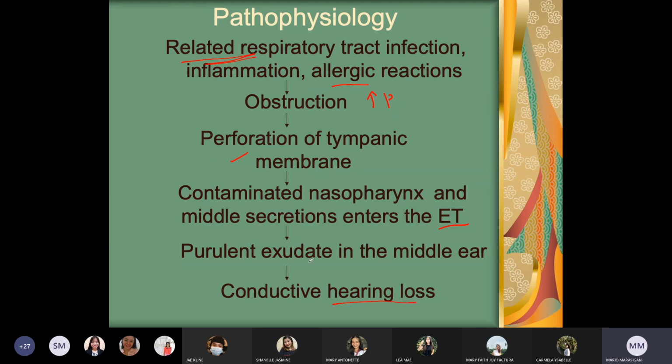Remember, when the eardrum is perforated, the sound vibrates there. So there will be impairment in the vibration going to the next stage, the malleus.